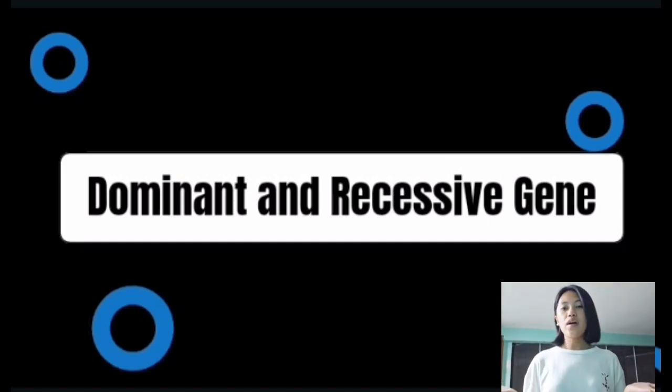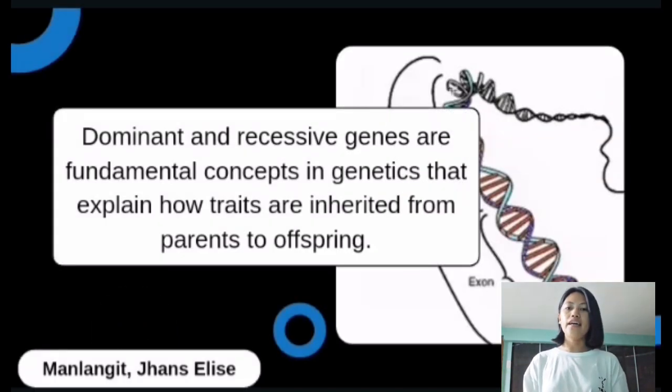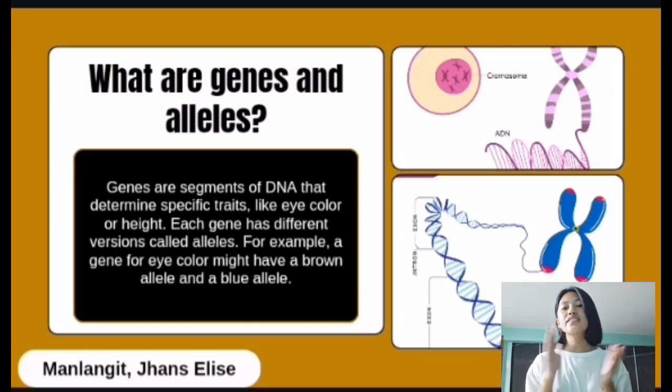So, first, what are genes and alleles? Genes are segments of DNA that determine specific traits like eye color and height. Each gene has different versions called alleles. For example, a gene for eye color might have a brown allele and a blue allele.